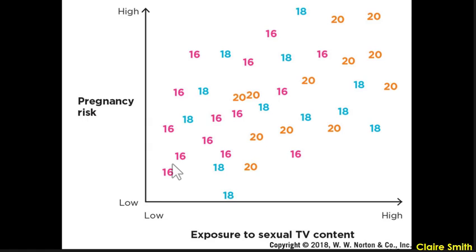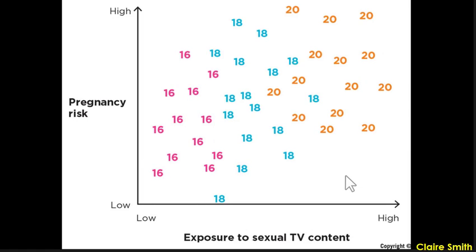So even if we look at that third variable, it may have some effect, some correlation with how much sexual TV they watch and the pregnancy risk, but still within each of the groups, if we're controlling for that third variable of age, we still see a positive association between the two variables in question. Right, so that might be a way we add another variable into the study.